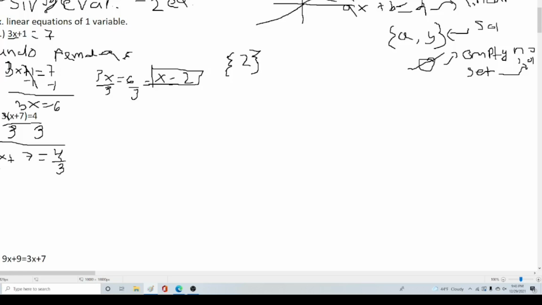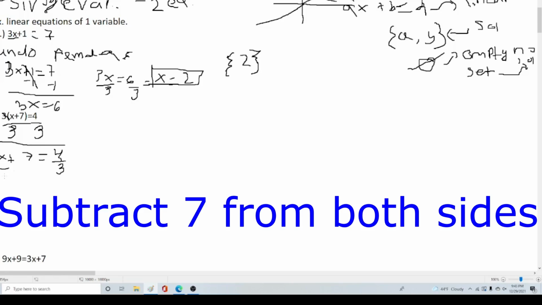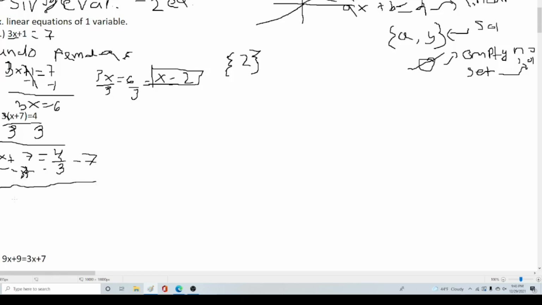We want to isolate x now. So we have x plus 7 is equal to 4 over 3. To undo this plus, like before, we're going to subtract it. That leaves us with x is equal to 4 over 3 minus 7. And so assuming you took your arithmetic and you know how to deal with fractions, we're going to get the least common denominator. So we're going to blow through this real quick.